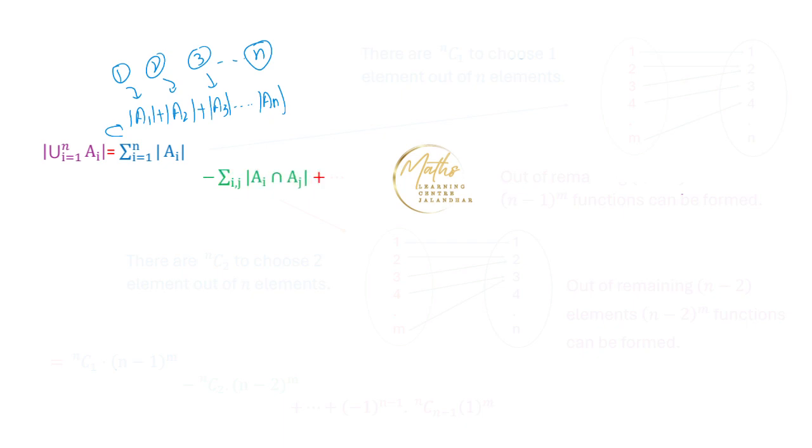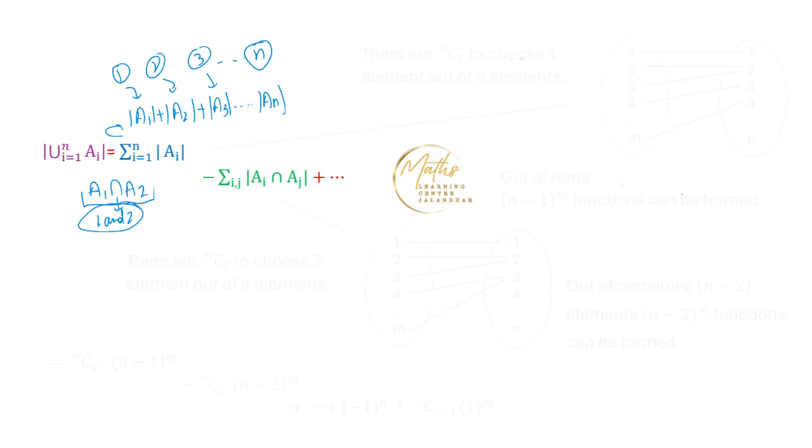What is this representing? If I am talking about the first term, A1 intersection A2, it means I am talking about those functions which do not have 1 and 2 as images. And likewise we will continue. This result we are getting from set theory. We know that if we have a union, then the number of elements is given by this formula.